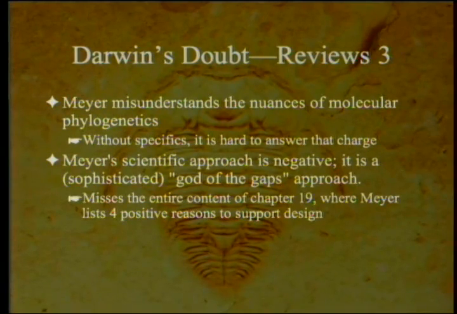This complaint misses the entire content of chapter 19, where Meyer lists four positive reasons to support design. That's probably the most significant dispute that I would have with it. Meyer actually has responded to all of these, and I'm not giving you his response, I'm giving you mine. Although those of you who got the email have the email addresses to those four responses. Meyer points out, and he's right, that technically it's the designer of the gap, but I consider that a technical argument. I think that once you consider the designer of the gap, it becomes pretty evident pretty soon that it's some entity very close to, if not identical to, God.